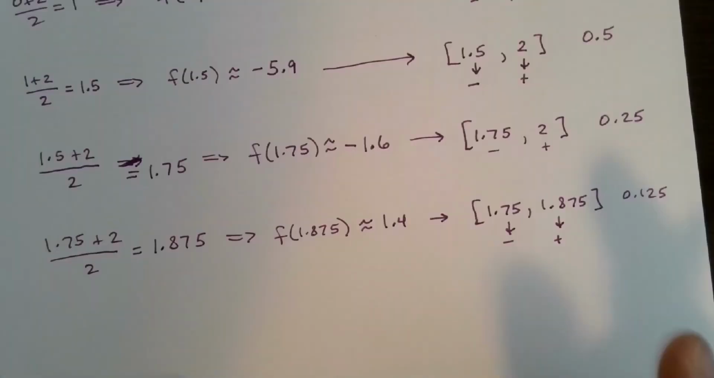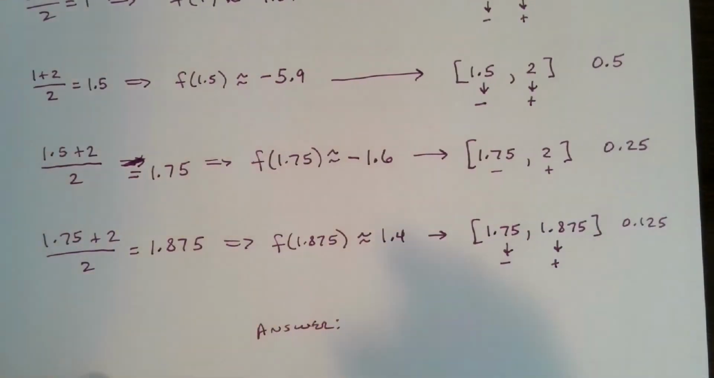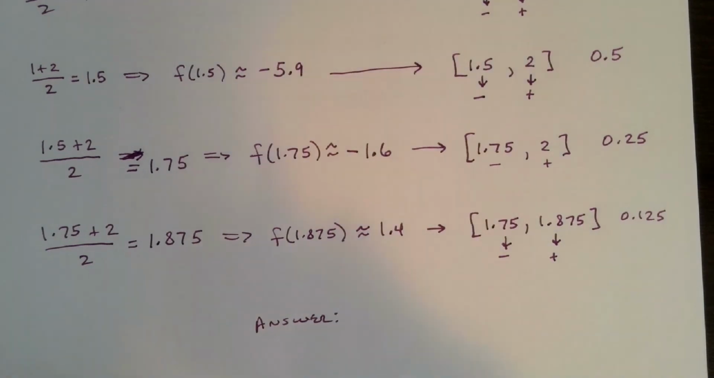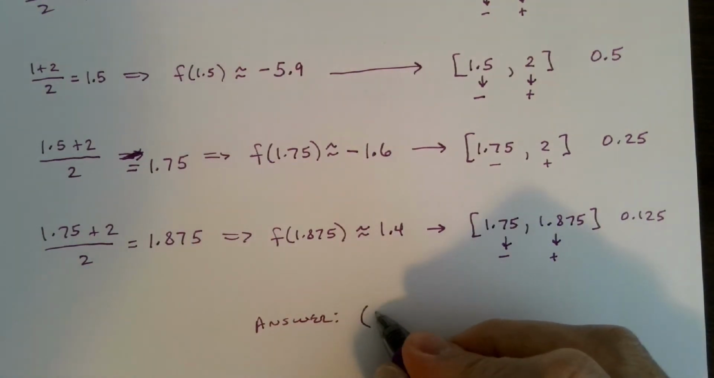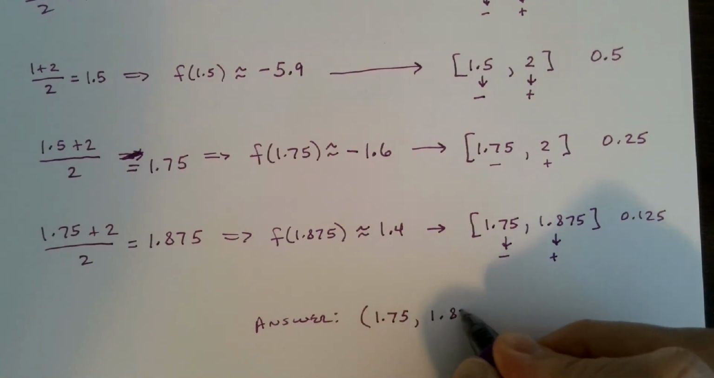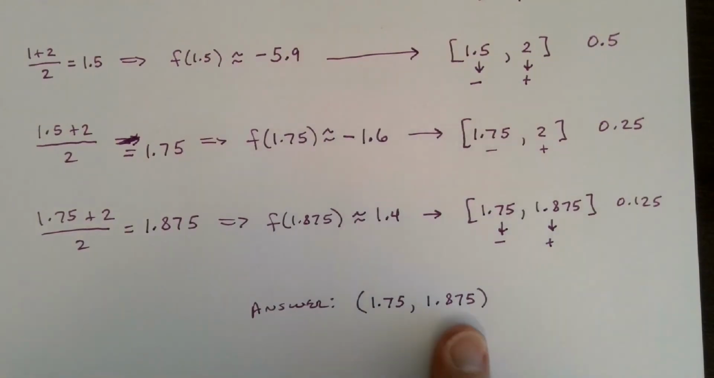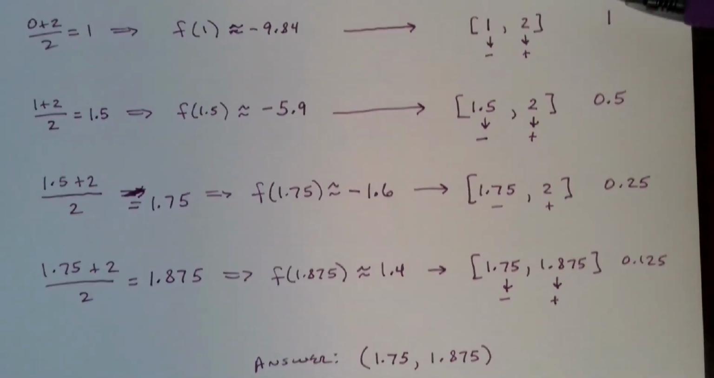Right? So our answer is an interval of length 1/8 or 0.125 that contains our solution is this one. I know it's not the endpoints, right, because neither one was equal to 0, but somewhere in between here there is a value of x that will make the function equal to 0. Okay, we're going to stop there, but do you get the flow of things?